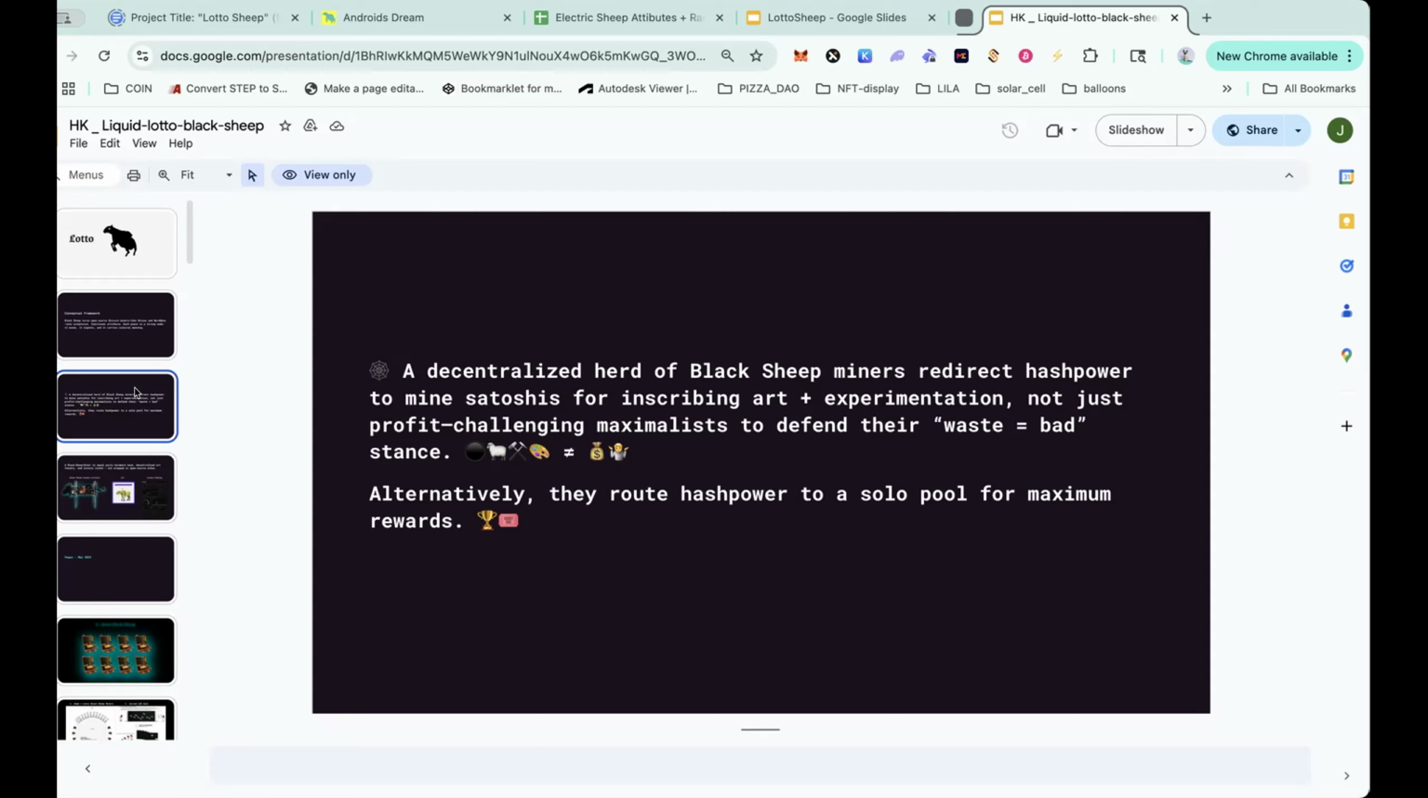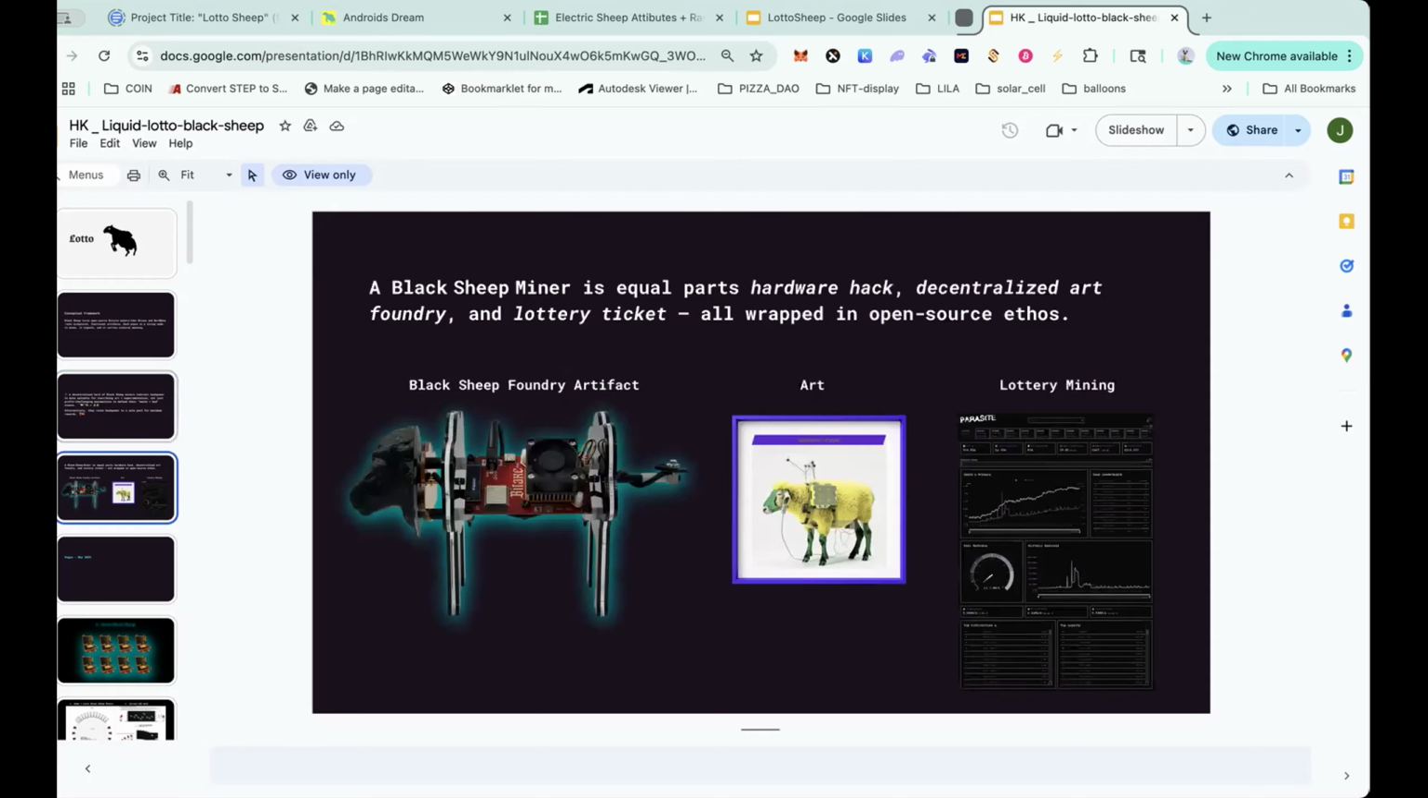So that's sort of the fun of it in a way for people, is to dive into what these things are, set them up in their homes, and then they have this lottery chance of winning a reward in some ways. And then they're learning about how it all works. Another way of saying a similar thing, there are equal parts hardware hack, decentralized art foundry, and a lottery ticket, all wrapped into one open source ethos.